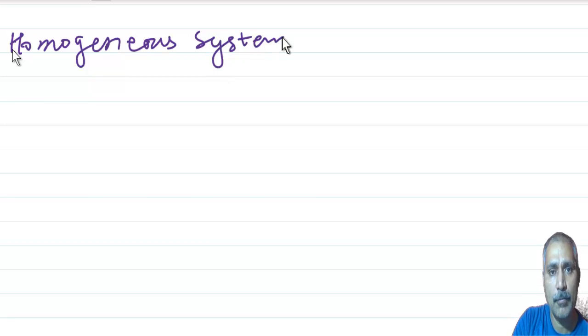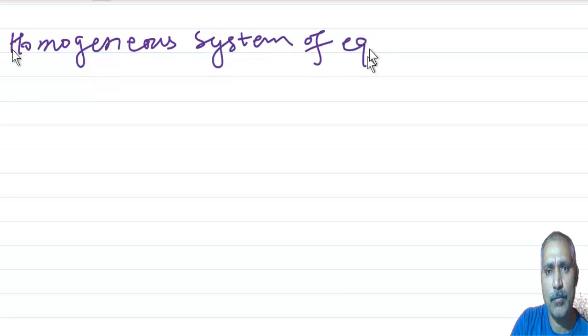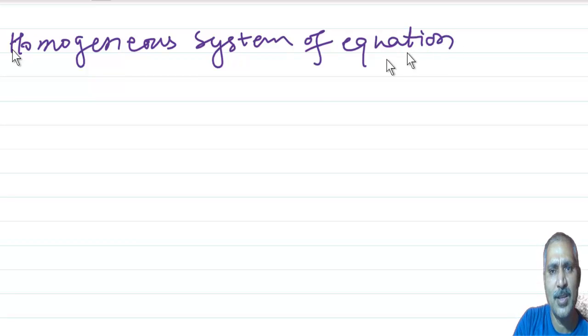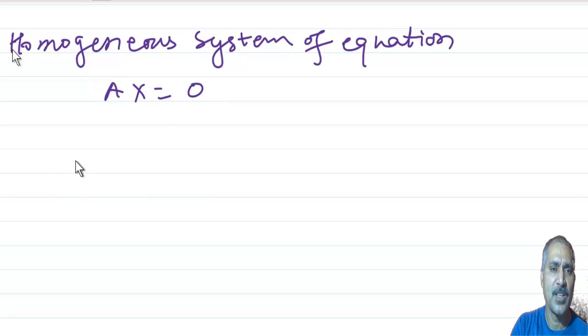Today we are going to learn how to find the solution of a system of homogeneous equations. Now when it comes to homogeneous equations, it is of the format AX = 0. Here A is the coefficient matrix, X is the column vector for the variables, and the right side of all the equations given to us will be 0.